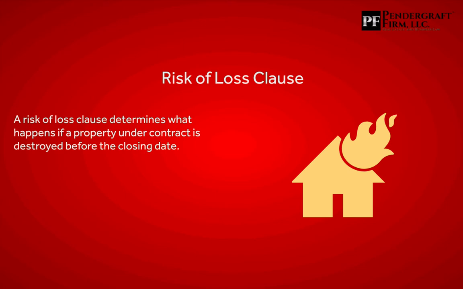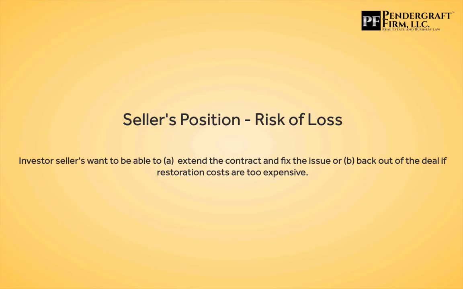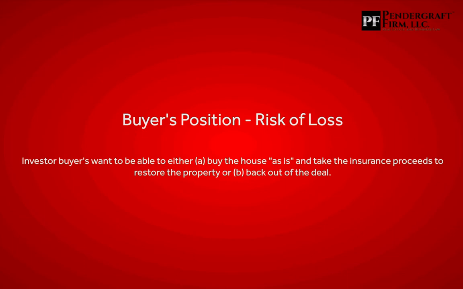Moving on to risk of loss clauses. A risk of loss clause determines what happens if a property under contract is destroyed before the closing date. Investor sellers want to be able to extend the contract and fix the issue, or back out of the deal if restoration costs are too expensive. On the other hand, if you are the buyer, you want to be able to buy the house as is and take the insurance proceeds to restore the property, or you want to be able to back out of the deal.